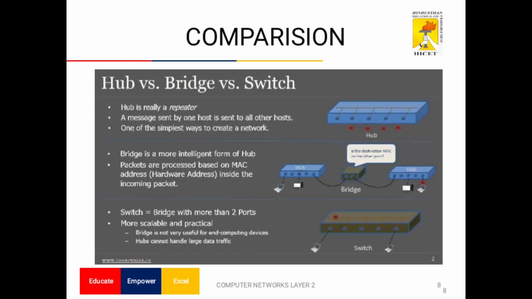Next, we have a comparison of those hardware devices. Normally, a hub is a multi-port repeater. The main function of the hub is that it delivers the packet to all the devices which are connected on the network. It doesn't deliver the packet to a particular destination. It delivers the packets to all destinations connected through the hub multi-port repeater.